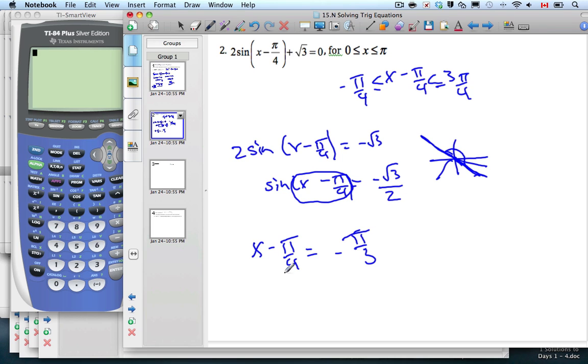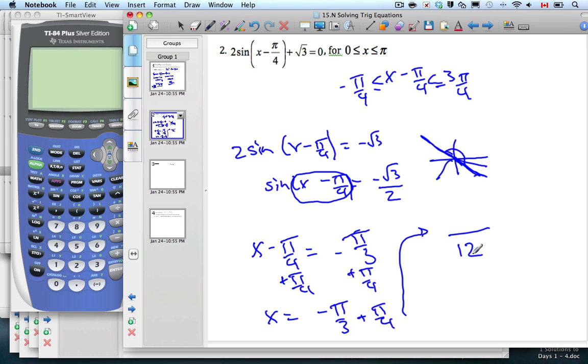I have to solve for x though. So you have to get rid of that negative pi over 4 by just adding it. Now we have the final answer where x would be negative pi over 3 plus pi over 4. Now my fractions, common denominator. It's going to be 12. And this will be negative 4 pi over 12 plus 3 pi over 12. Did I do that right? Yep. And so I get negative pi over 12. So x equals negative pi over 12.